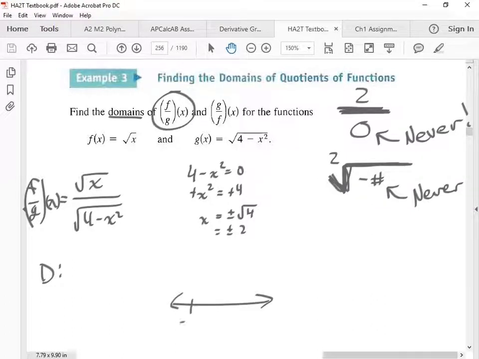At negative 2 and at positive 2, we cannot plug in. We cannot plug in negative 2 or positive 2. I'm going to put open dots on those guys. We can't plug those guys into this function. Why? Because if we plug those guys into this function, we'll get a 0 on the denominator.